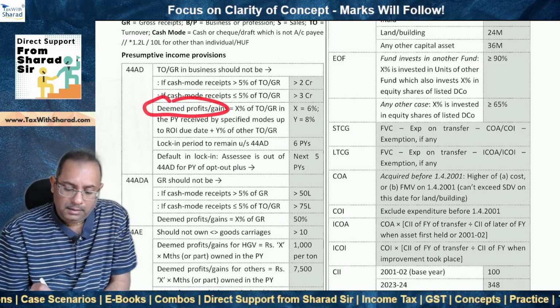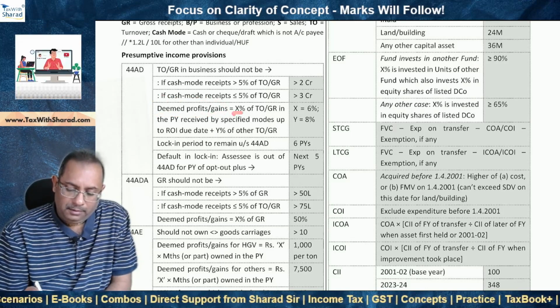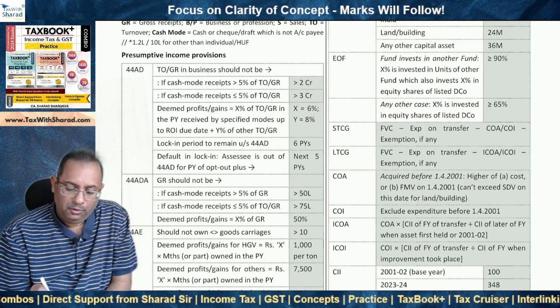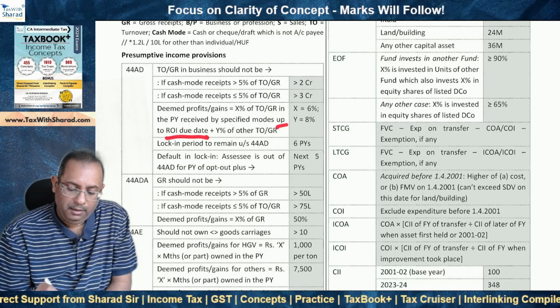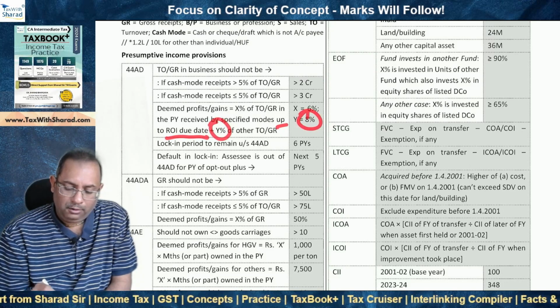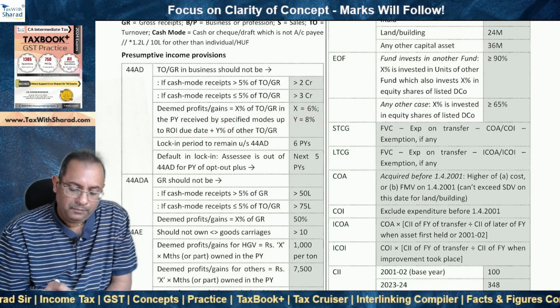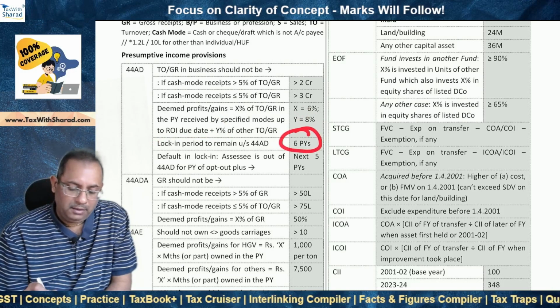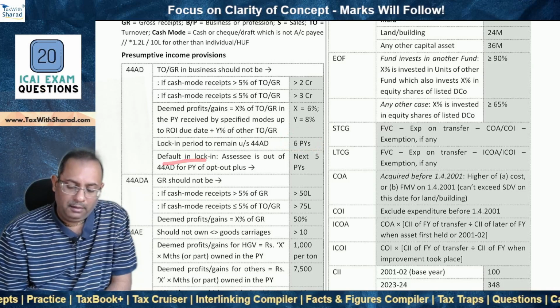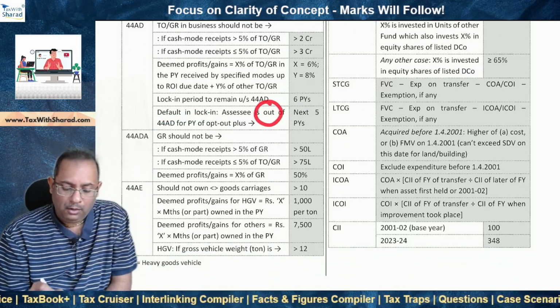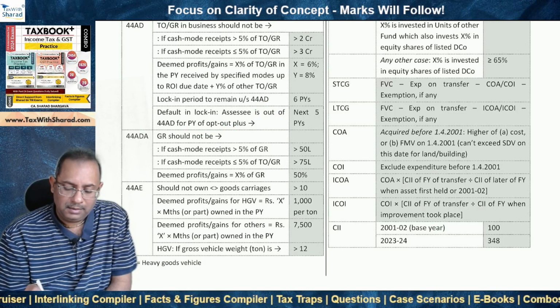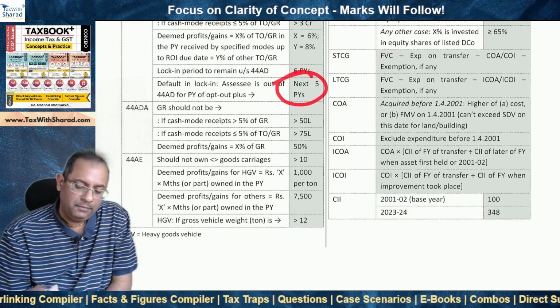Deemed profit and gains is X%: 6% of turnover or gross receipts in the previous year received by specified modes up to the ROI due date, plus 8% of the other turnover or gross receipt. There is a lock-in period to remain under section 44AD, which is 6 previous years. If there is default in remaining within this lock-in period, then the SSE is out of 44AD for the previous year of opt-out plus the next 5 previous years.